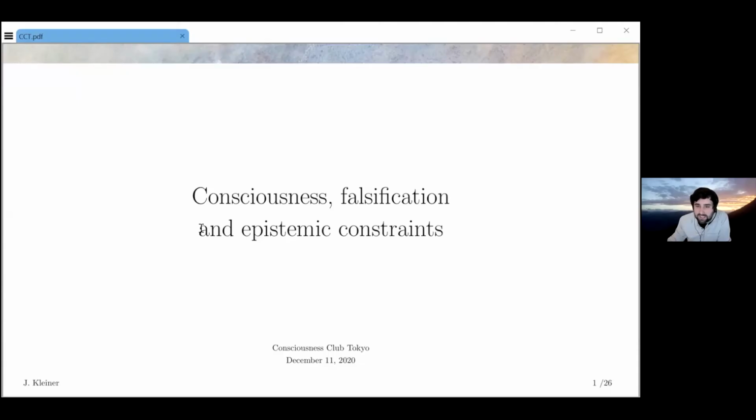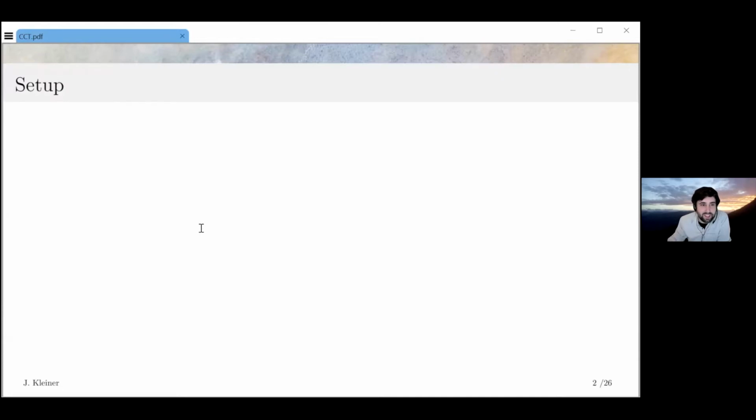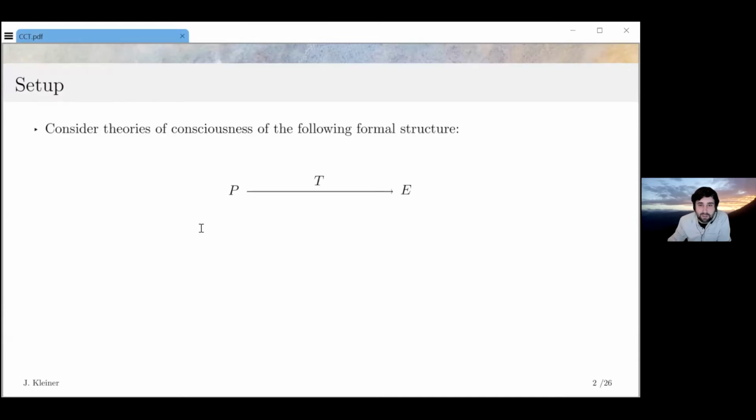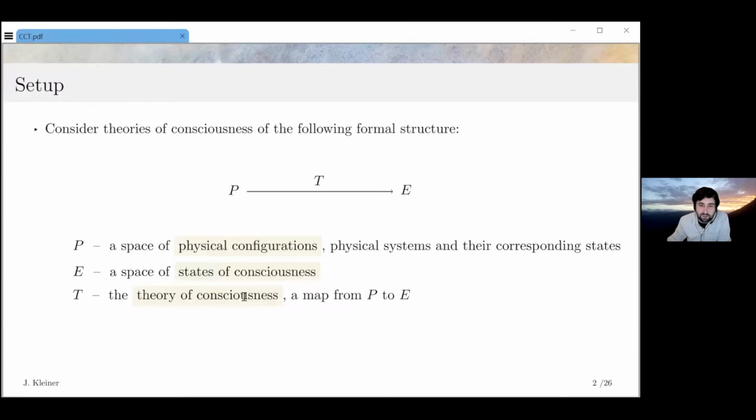Okay, so just before I tell you the structure of this talk, let me say a little bit about the kind of thing I'm going to be talking about today. So I will today consider theories of consciousness which have the following formal structure. First of all, there's a space P, and I usually just call this a space of physical configurations.